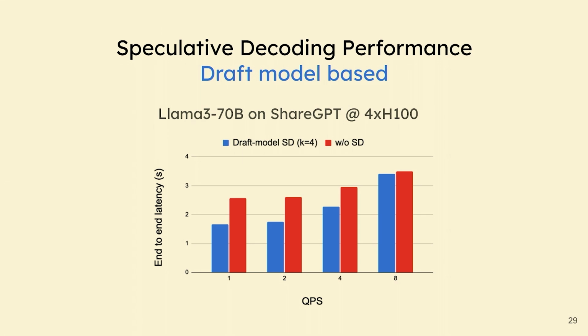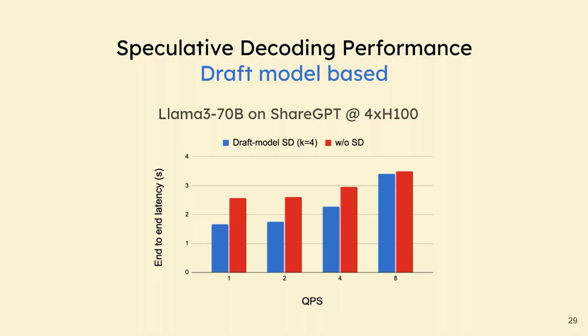So what's the performance? How good is speculative decoding? We benchmark those methods, and the first one is draft model-based speculative decoding. The blue bar is with speculative decoding, the red bar is original, without speculative decoding. We find that it can improve the performance, bringing up to 1.5x speed up at QPS 1.